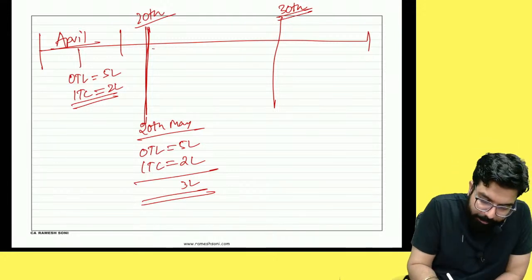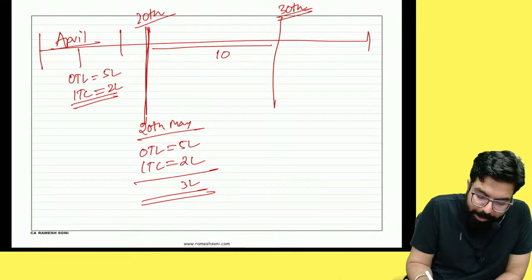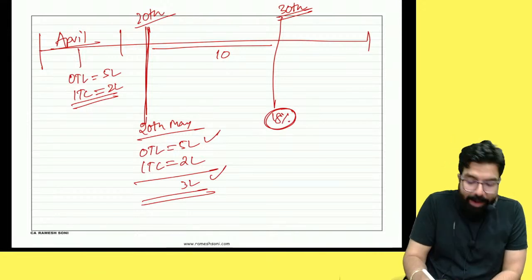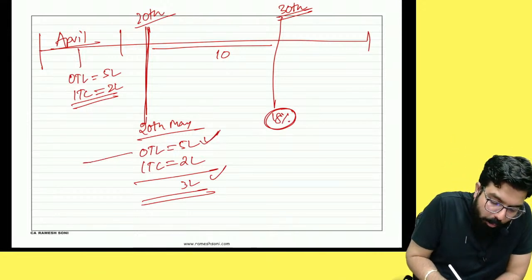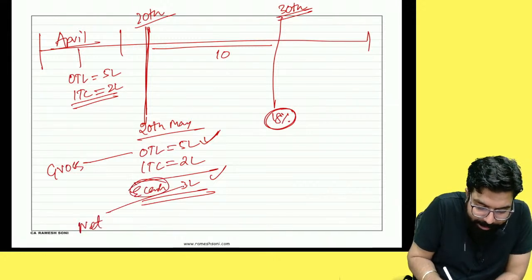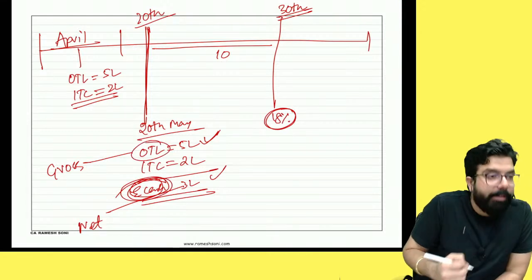How many days? 10 days. So people, I will have to go ahead and pay interest at the rate of, on what amount? 5 lakh or 3 lakh? 5 lakh, which is my gross output tax liability, or net, which I have to pay through my e-cash ledger. I have to pay interest on this or this.